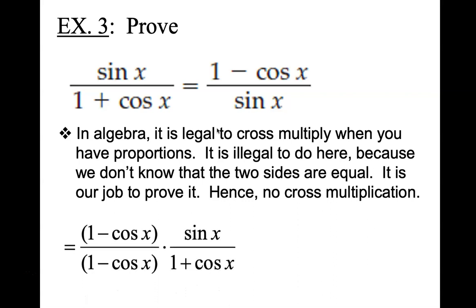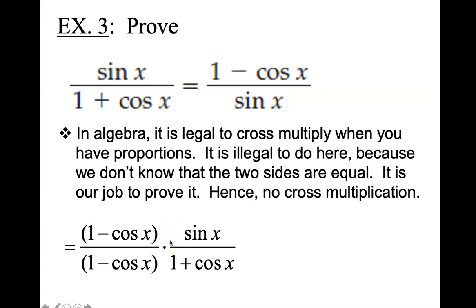So I'm going to take this left side and work on it. And I'm going to multiply it by 1. Only I'm going to write 1 as 1 minus cosine over 1 minus cosine. So your first question, is it legal to do that? Sure it is, because I'm just multiplying by 1. Whenever the top and the bottom are the same, it's 1. And multiplying by 1 doesn't change anything.